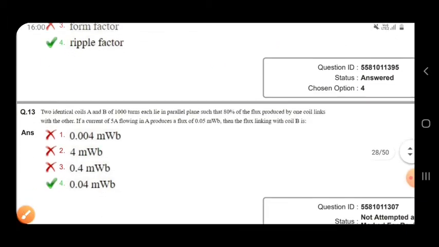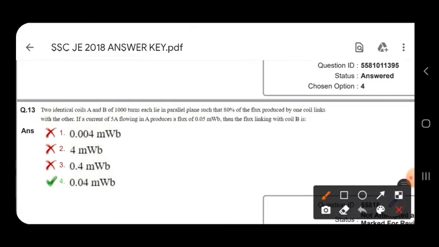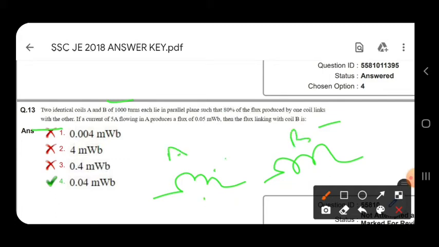Next one: two identical coils A and B of 1000 turns each lie in parallel planes, such that 80% of the flux produced by one coil links with the other. Suppose this is one coil and this is another coil. Coil A's flux is linking with coil B like this, and 80% of the flux of A is linking with B.